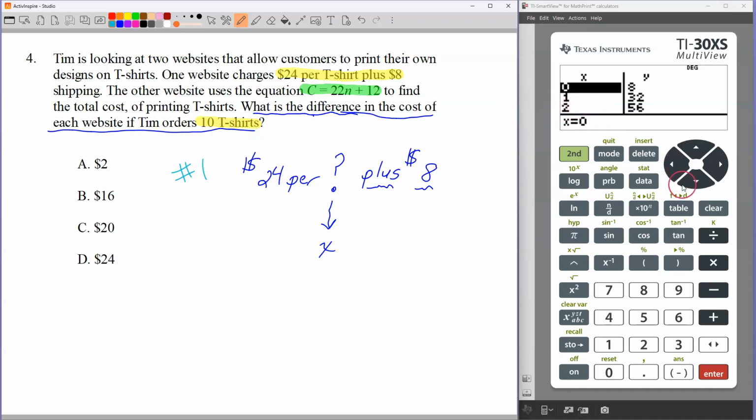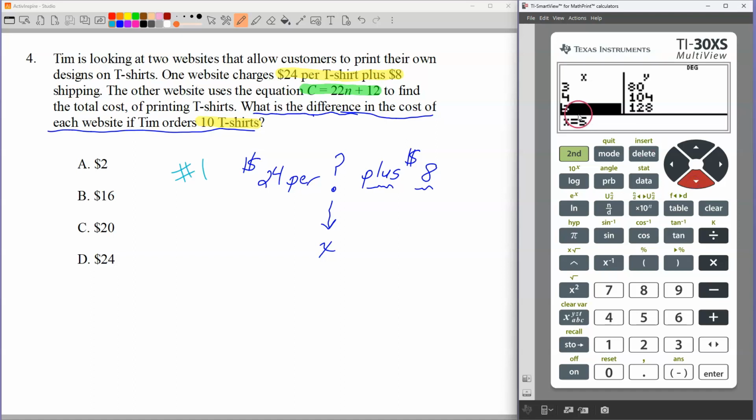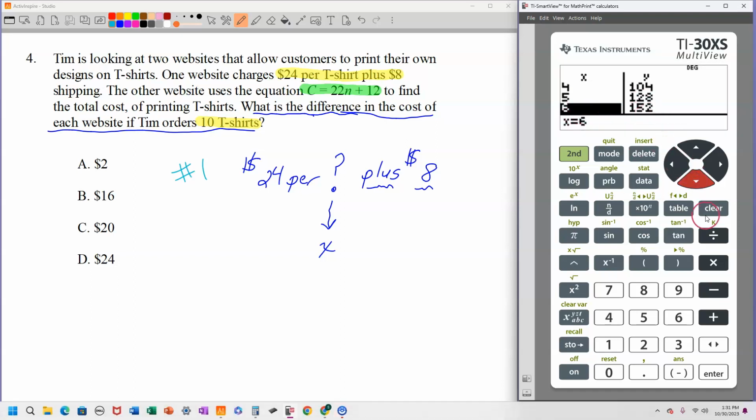So I'm just going to scroll down here until I get to 10 shirts. 5 shirts, $128. 6 shirts, $152. Just keep going until you get to 10. So 10 shirts for the first website is $248. I want that in a different color. Okay. Now we have to find the cost for 10 t-shirts for the second one right here.